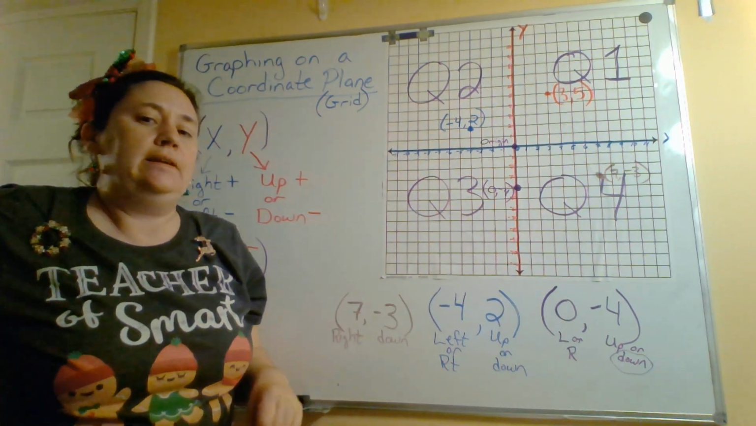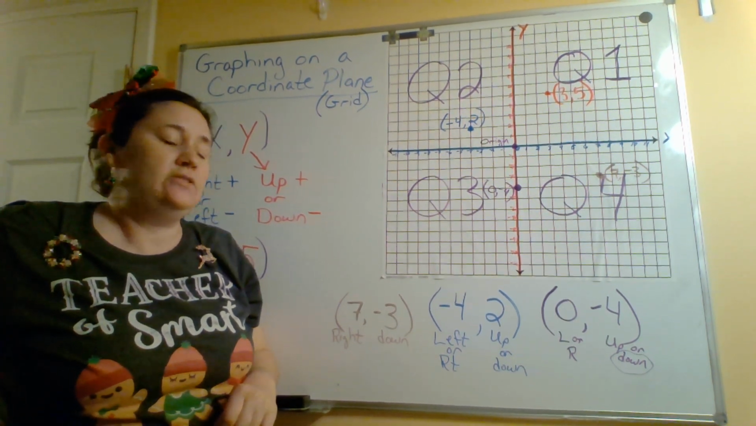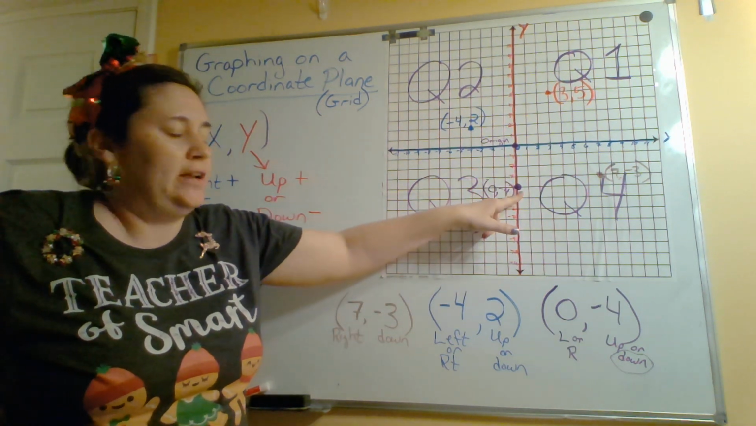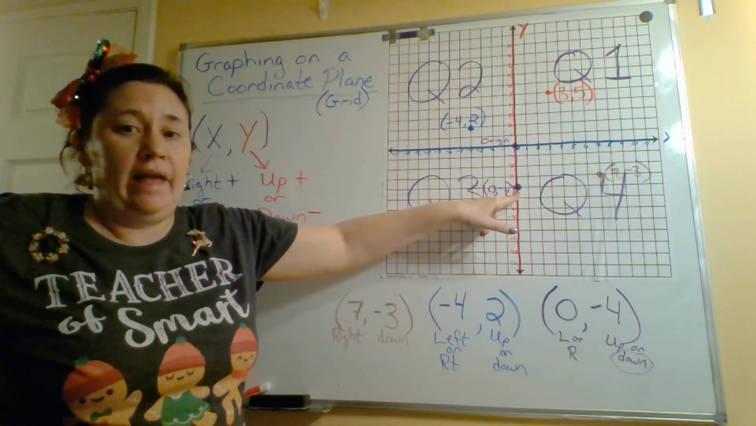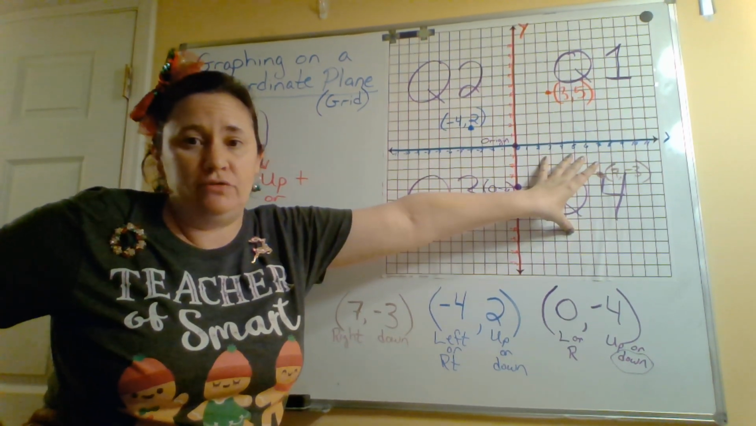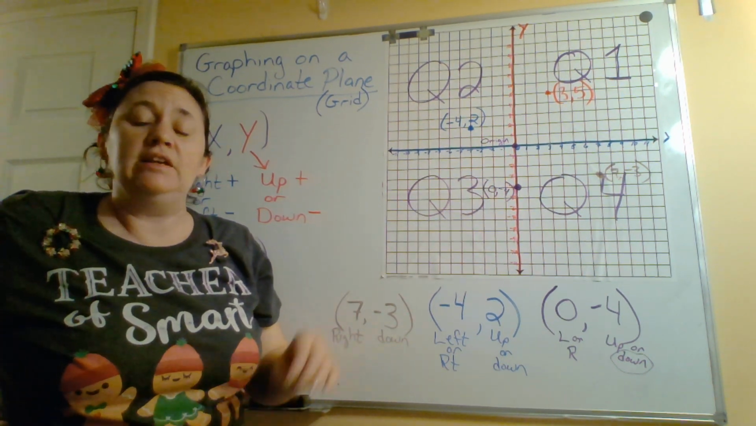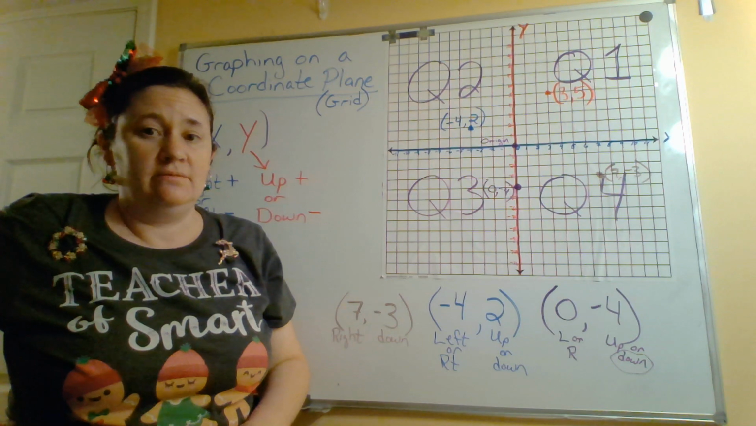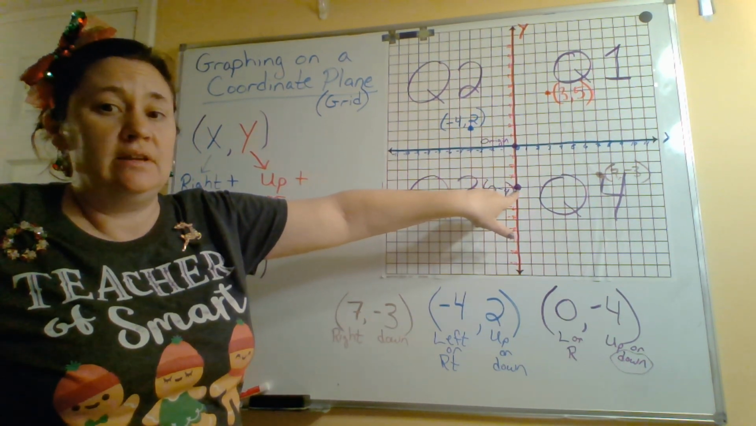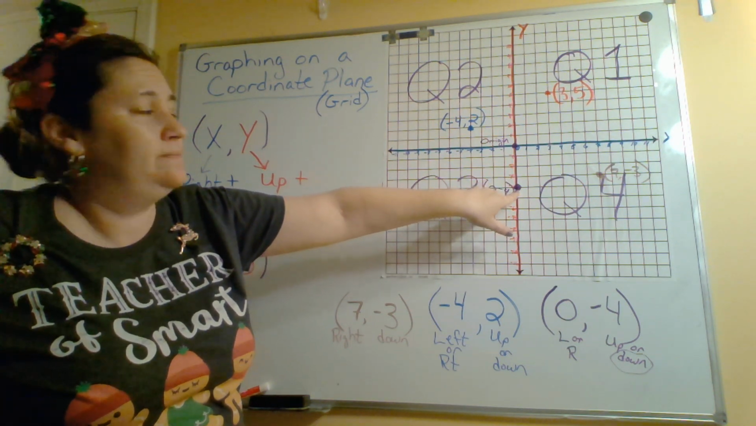What quadrant is (0, -4) located in? Where's that point? It's right here. It's on the y-axis. So it's not in quadrant 3 and it's not in quadrant 4. If you're asked what quadrant this is in, your answer is it's on the y-axis. It's not in one of the quadrants.